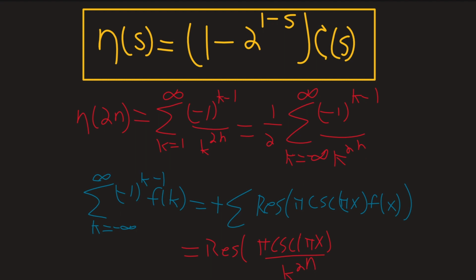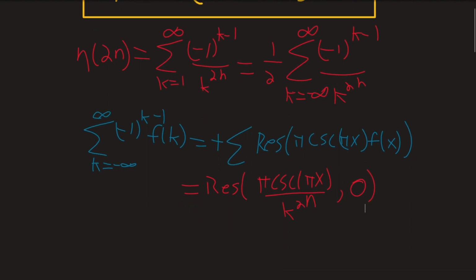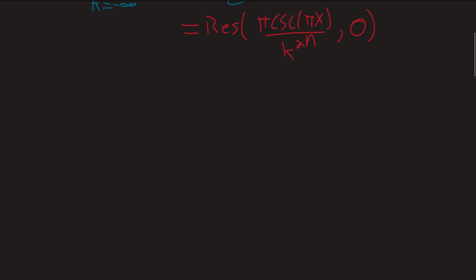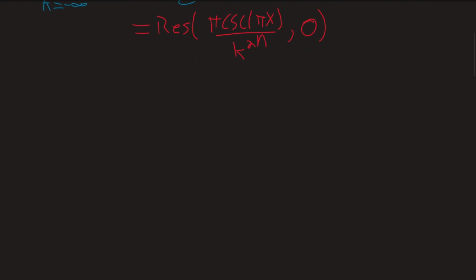We need to find the poles of f, but that's quite simple, because the only place where 1 over k to the 2n could possibly be undefined is 0. So we just need to find the residue of this at 0. I'm going to scroll down now. What we can do now is apply the definition of a residue.